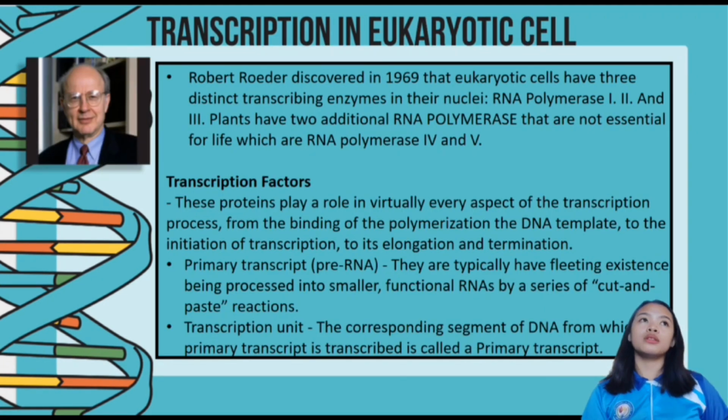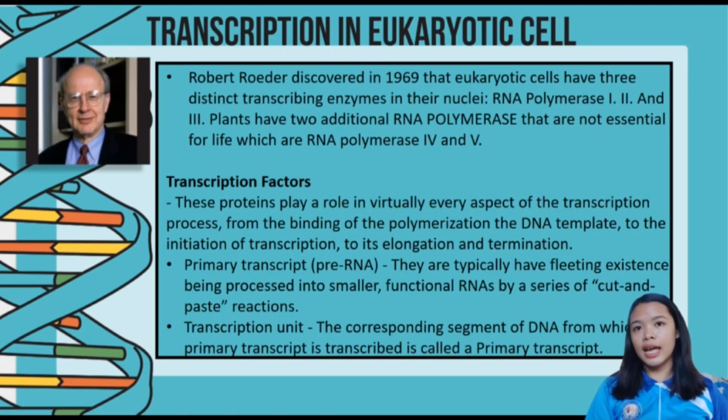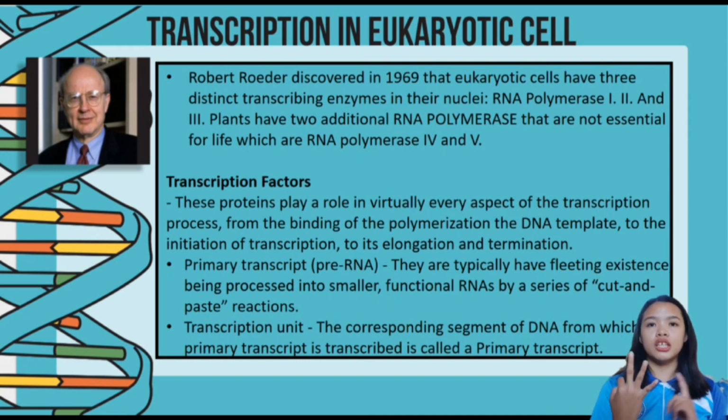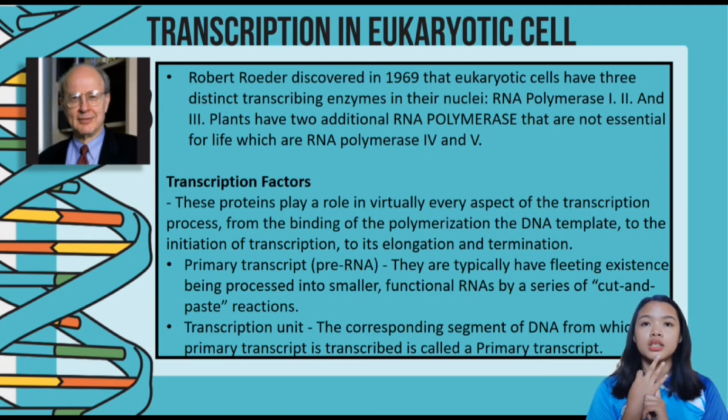Now, let us move on to transcription in the eukaryotic cell. So, according to Sir Robert Roeder, he discovered in 1969 that eukaryotic cells have 3 distinct transcribing enzymes. These are called RNA polymerase 1, 2, and 3. There are also RNA polymerase 4 and 5, which are not essential for life, but are found in plants. Then, transcription factors.